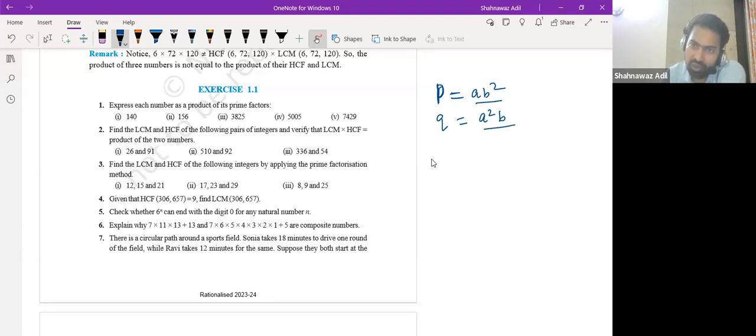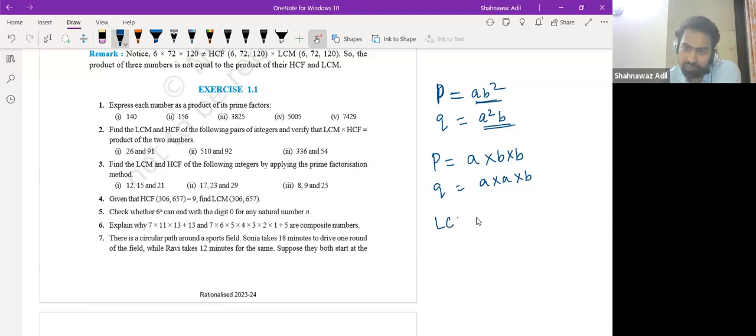Yes, sir. So prime factorization method, your favorite, right? So let us factorize this. A, B, and B, and then this is A, A, B. Already it is given. We can use that also. So we have to find LCM. Sir, the LCM would be A square B square, right? Yes, absolutely right. A square B square.